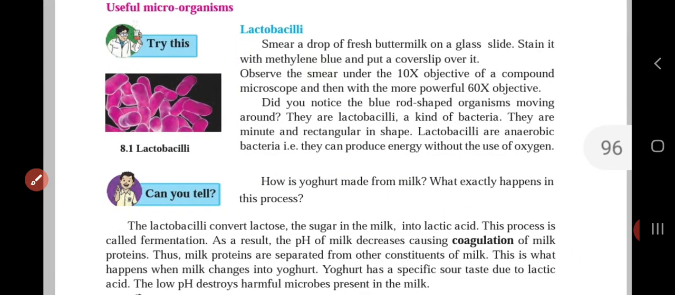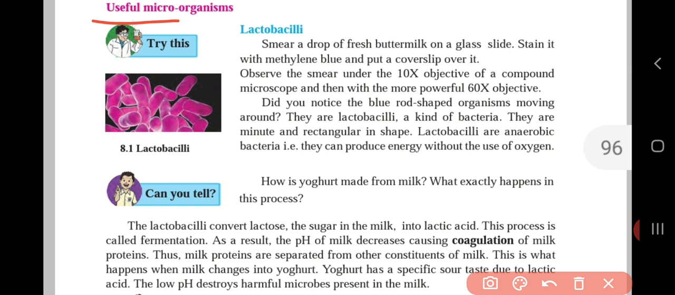So let us start with useful microorganisms. First we'll discuss useful microorganisms, and then in the next lecture, in the next video, we'll talk about harmful microorganisms. So dear students, let us start with the first useful microorganism, lactobacilli.